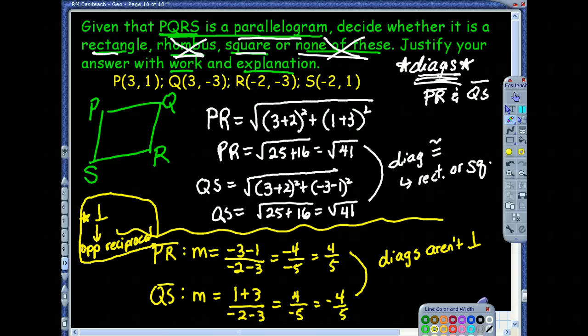So will that narrow down what my answer is then? Yeah, because then we know it's not a rhombus. Therefore, it cannot be a square either, because a square is also a type of rhombus. So this one is just a rectangle.